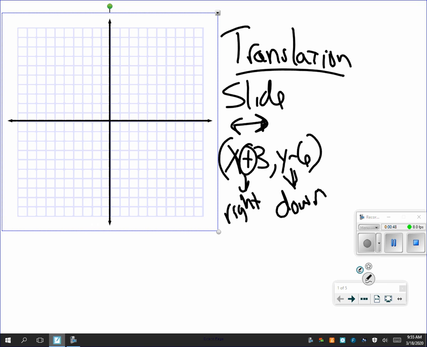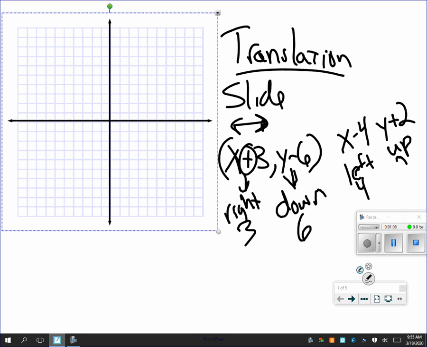So we take all points. In this case, we would be going right 3 and down 6. So all points would move the same way. If you saw x minus 4, y plus 2, same kind of thing applies. So the minus 4 means I'm going left 4, and the plus 2 would mean I'm going up 2.